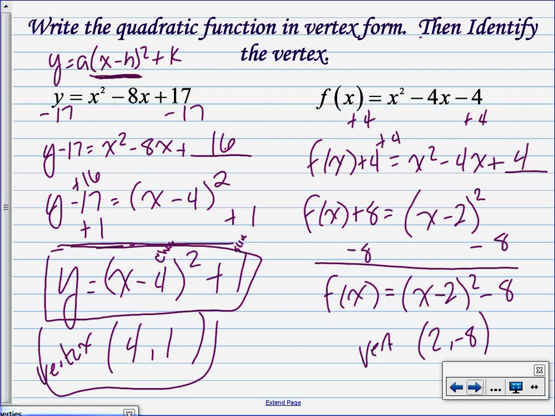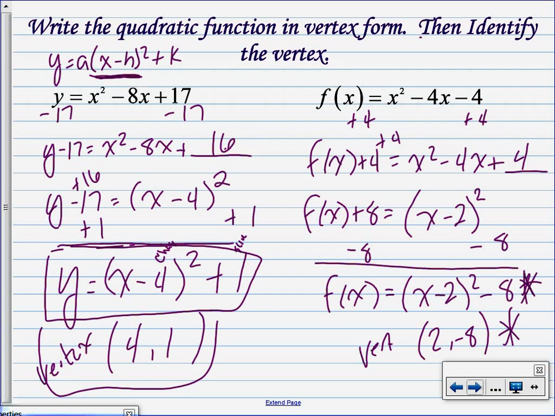2, negative 8. Very good. Nice. You're putting it in vertex form and then finding the vertex. Okay? It's not too hard, right? Once we get the concept down, the work isn't that hard. The concept is hard to understand, that's why I said it's kind of hard.